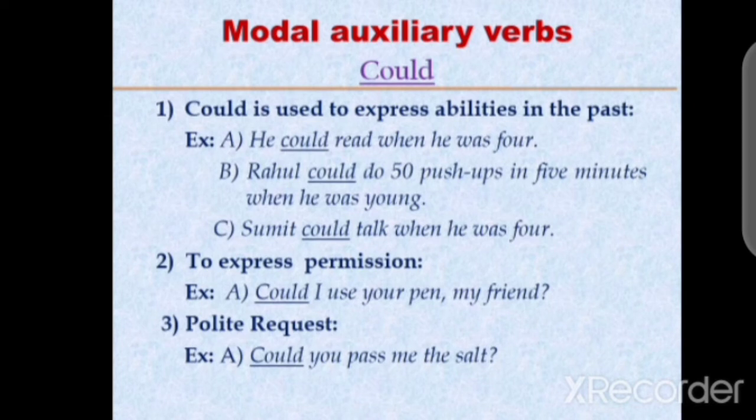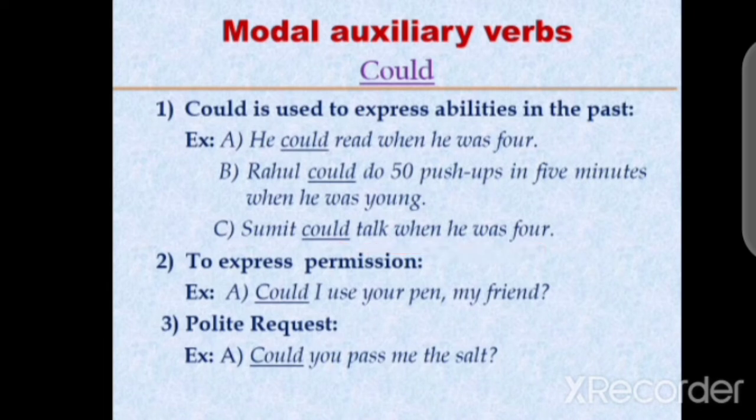Another modal auxiliary verb is could. It is used to express abilities in the past. For example, he could read when he was 4. So, in the past, he was able to read. Next example, Rahul could do 50 push-ups in 5 minutes when he was young. So, in the past, Rahul was able to do 50 push-ups. Another example is Sumit could talk when he was 4.